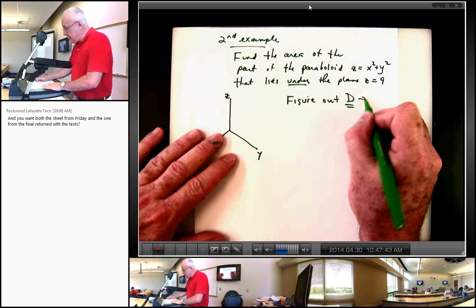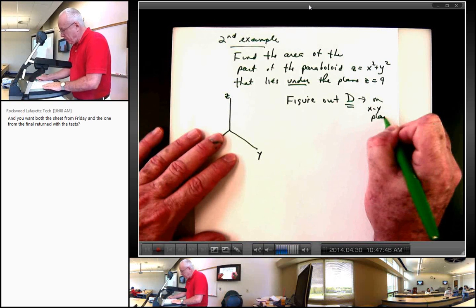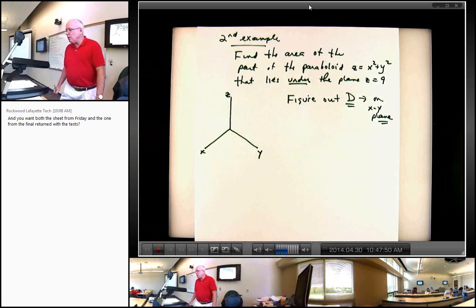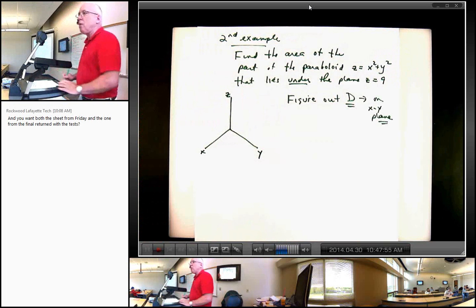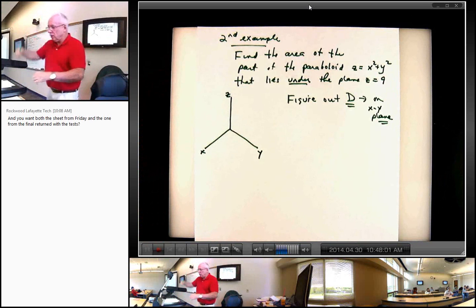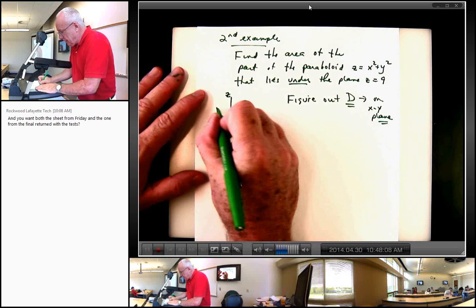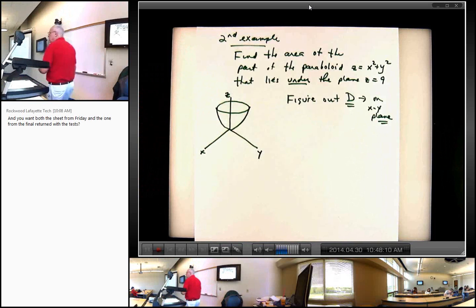And again, D is going to be on the XY plane. That's what x and y vary over. Okay, so first of all, this paraboloid, that x squared plus y squared is a circle. It's just going to be something that comes out like this. Everything around is going to be a perfect circle. So it just kind of goes up, and this is a nice perfect circle there. So that's roughly what it looks like.